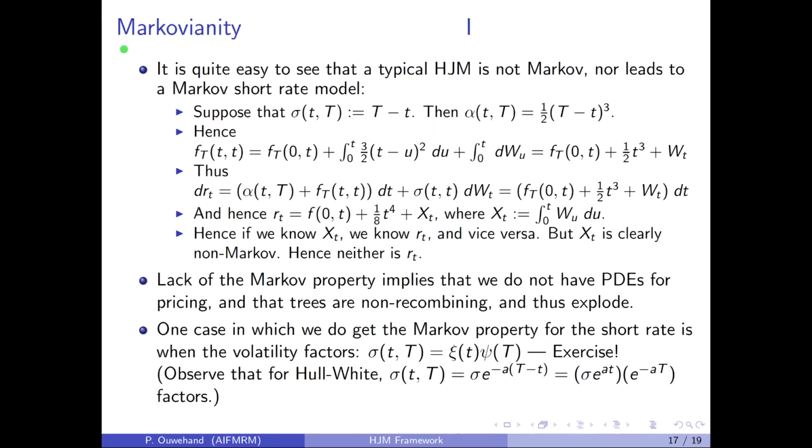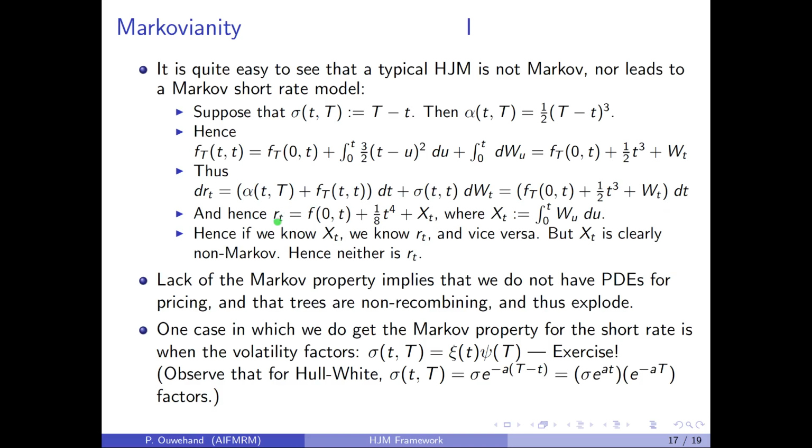Now a few words about the Markovianity of the instantaneous forward rate process. Here's a simple example that shows that a typical HJM model need not be Markov, nor need it lead to a Markov short rate model. Suppose that we take the following volatility structure for the instantaneous forward rates. Using the HJM drift conditions, it is then straightforward to show that alpha is given as follows, and thus that the instantaneous short rate has the following dynamics, using the equations that transform instantaneous forward rate dynamics to instantaneous short rate dynamics that we did earlier on.